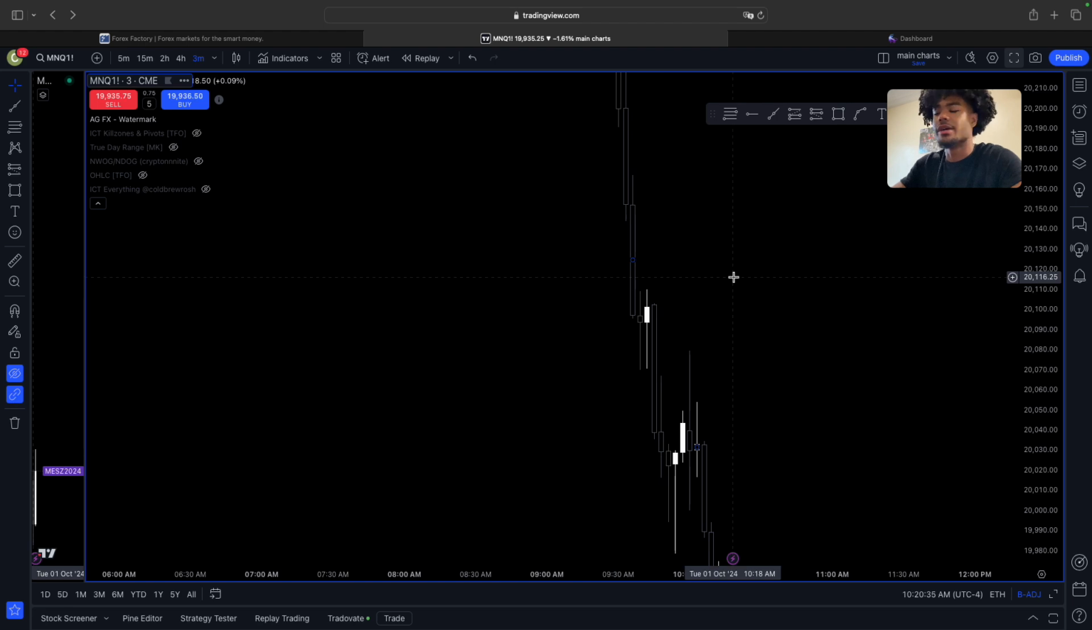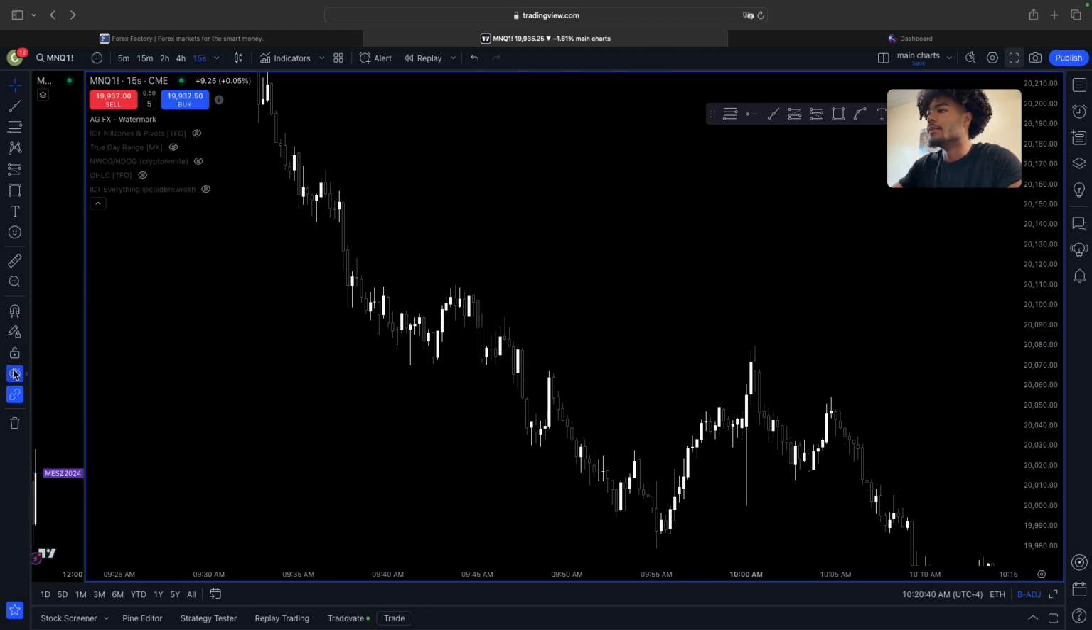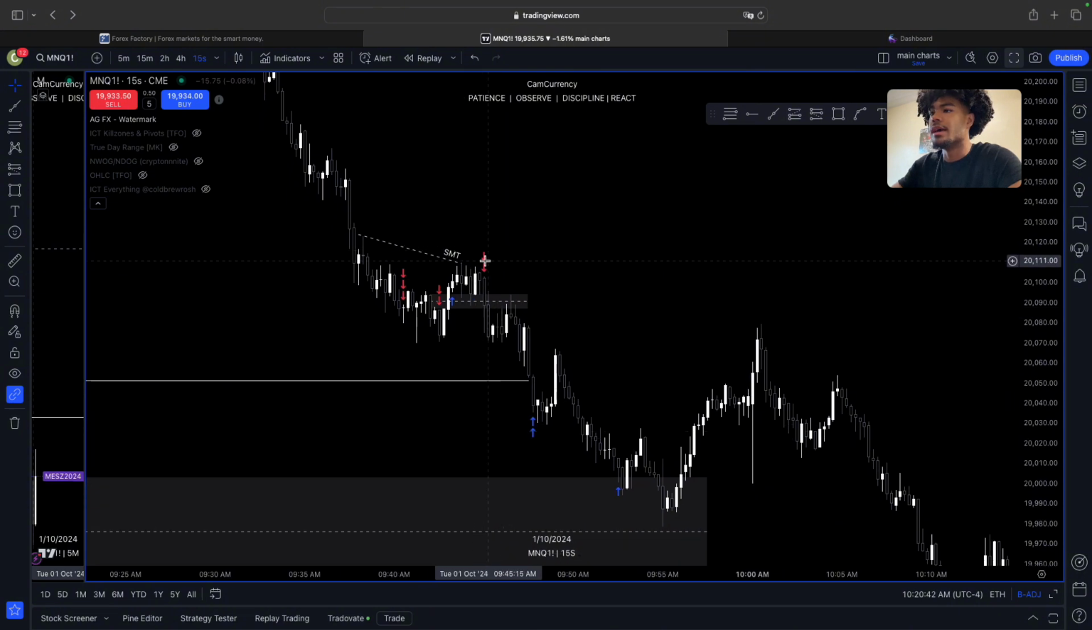Once I saw that we were respecting it, I ended up going back in and putting back on once we got some more displacement to the downside. Another market structure shift, displacing below the 15-second. I did enter this one with much lower size. The last one I was in, I think, 6 contracts. This one I was only in 4.